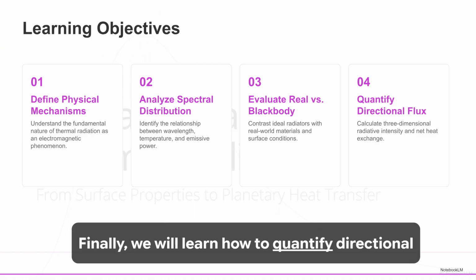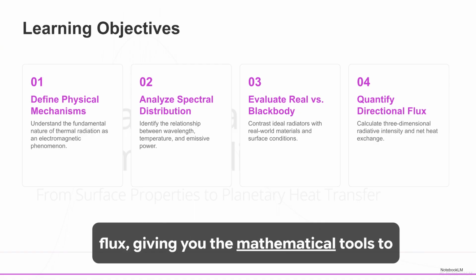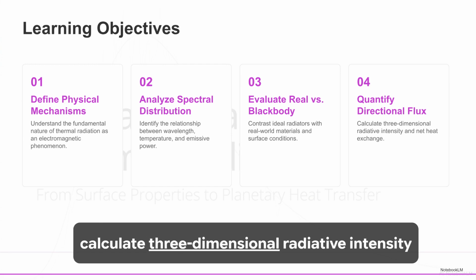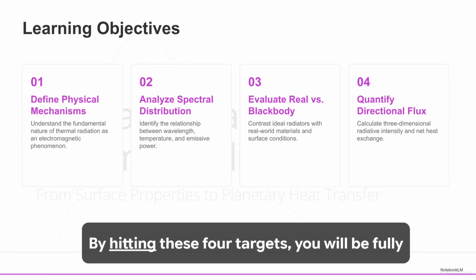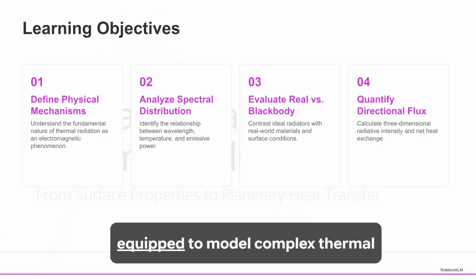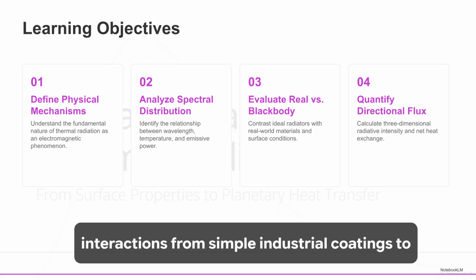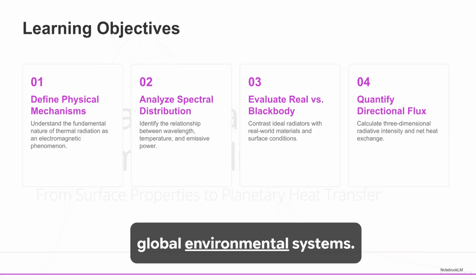Finally, we will learn how to quantify directional flux, giving you the mathematical tools to calculate three-dimensional radiative intensity and determine net environmental heat exchange. By hitting these four targets, you will be fully equipped to model complex thermal interactions, from simple industrial coatings to global environmental systems.